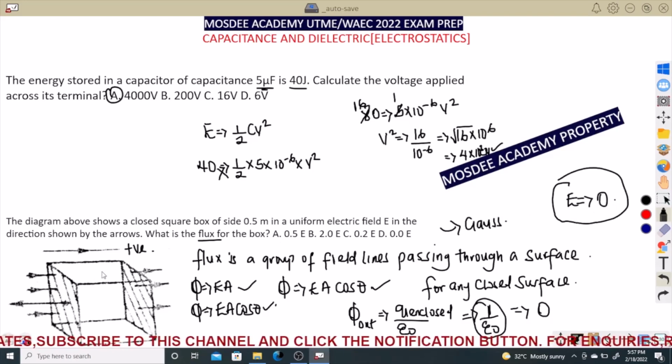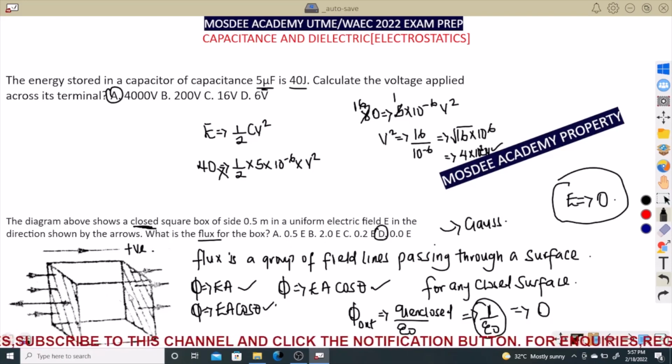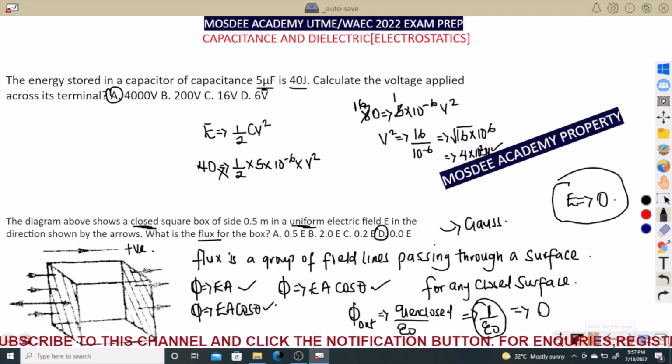So the answer to this question, because we are told there is a closed square box, is nothing but no electric field inside a closed surface of a uniformly distributed sphere or cube or anything, and that is what we are talking about. I hope you get that. Maybe I should stop here. See you guys tomorrow.